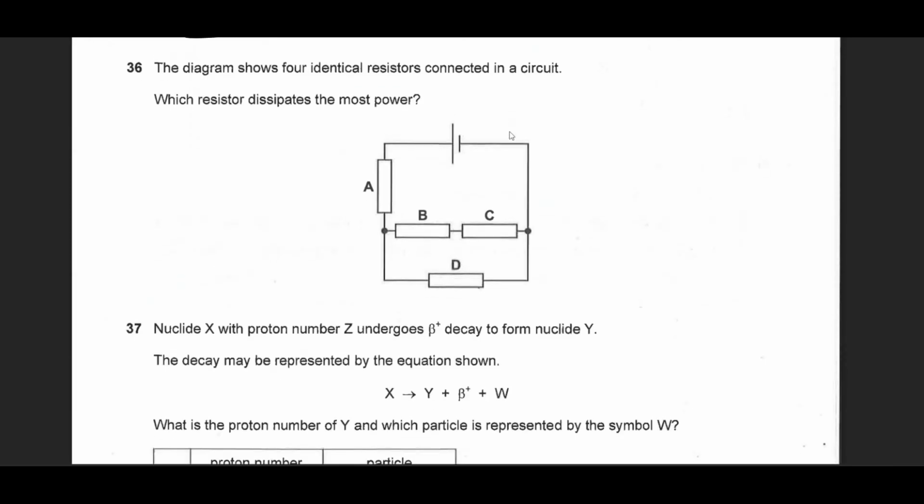Question number 36. He says that identical resistors, okay, thank you. Which resistor dissipates the most power? So this is positive and negative. So if, let's say, we assume that the current is I, the current goes through this branch and then divides. We know that in the branch B and C, there are 2 resistors. So can I say that the current in B and C will be less than the current in D, because D is a single resistor and B and C are 2 resistors. So when the resistance is greater in parallel combination, the current decreases.